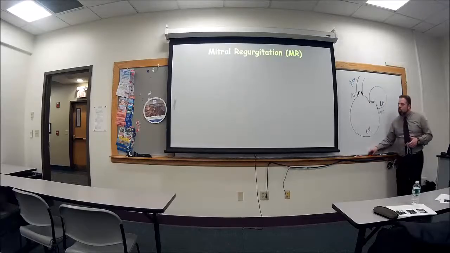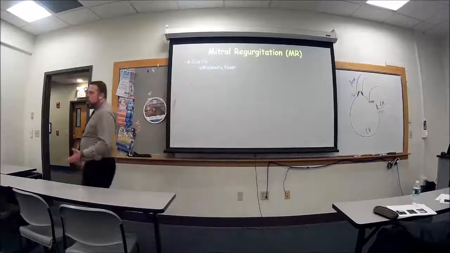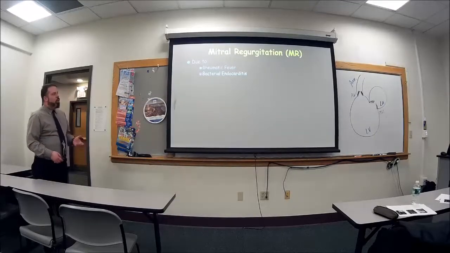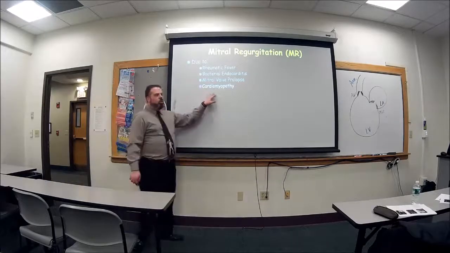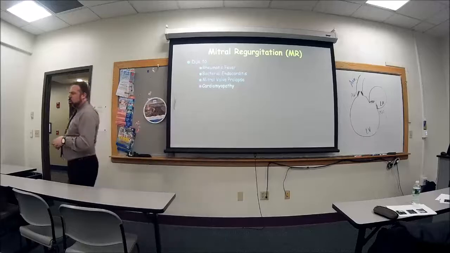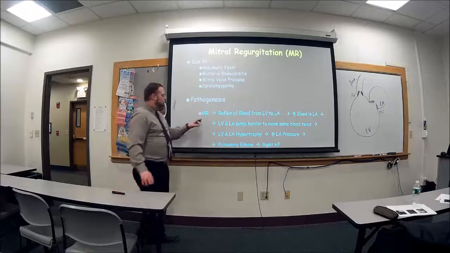All right? So mitral regurgitation is due to rheumatic fever, as we talked about, bacterial endocarditis, mitral valve prolapse, which we'll talk about in a moment, and cardiomyopathy, which is a genetic kind of disease, which we'll also talk about. So the pathogenesis is here, right?